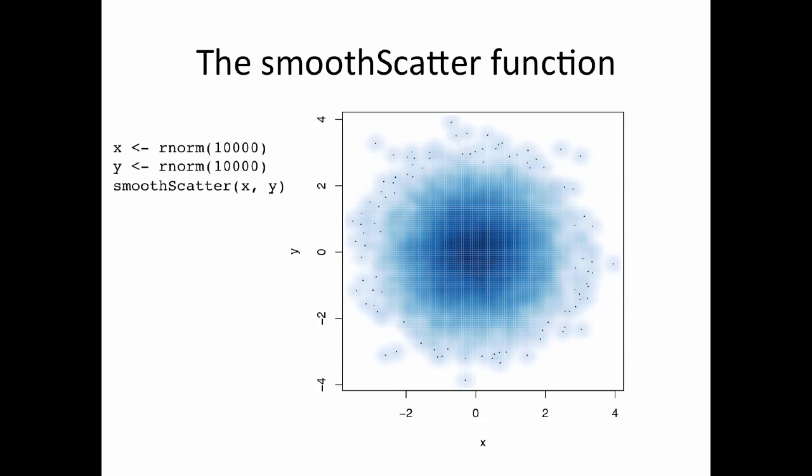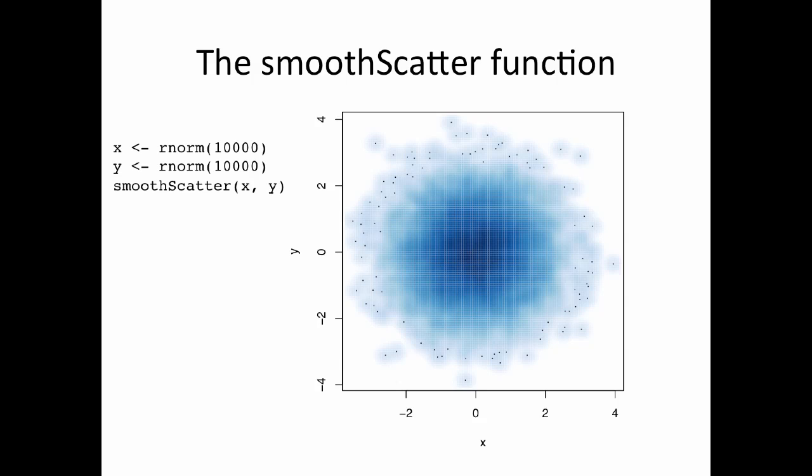Another function that uses the Color Brewer palettes is the smoothScatter function, which comes with R. And this function is particularly useful if you have to make a scatter plot of a lot of different points, and you don't want to just have a bunch of dots on the screen that are overlapping each other. So here I'm plotting 10,000 points, and if I were to just plot this on the screen using the plot function, I would get a mess of points that are kind of overlapping each other. It's kind of hard to see the details.